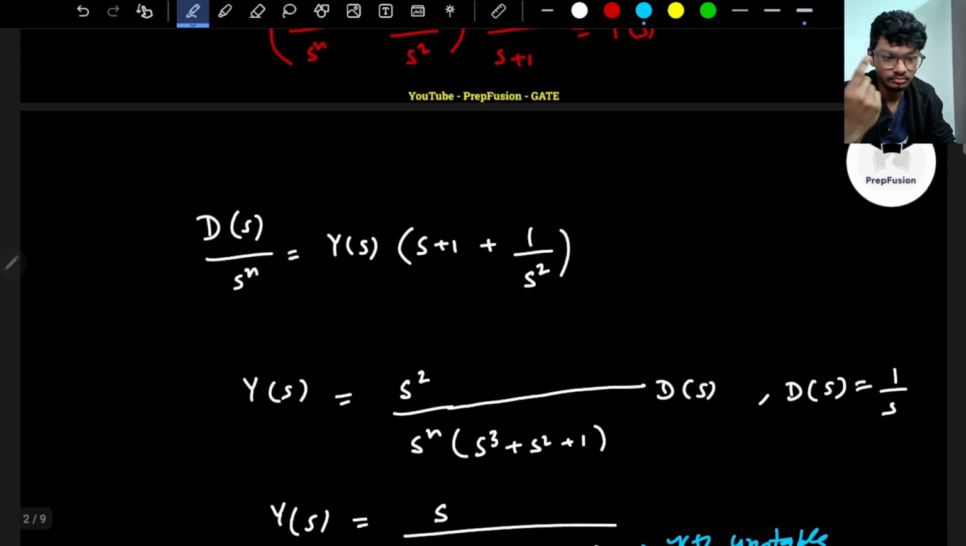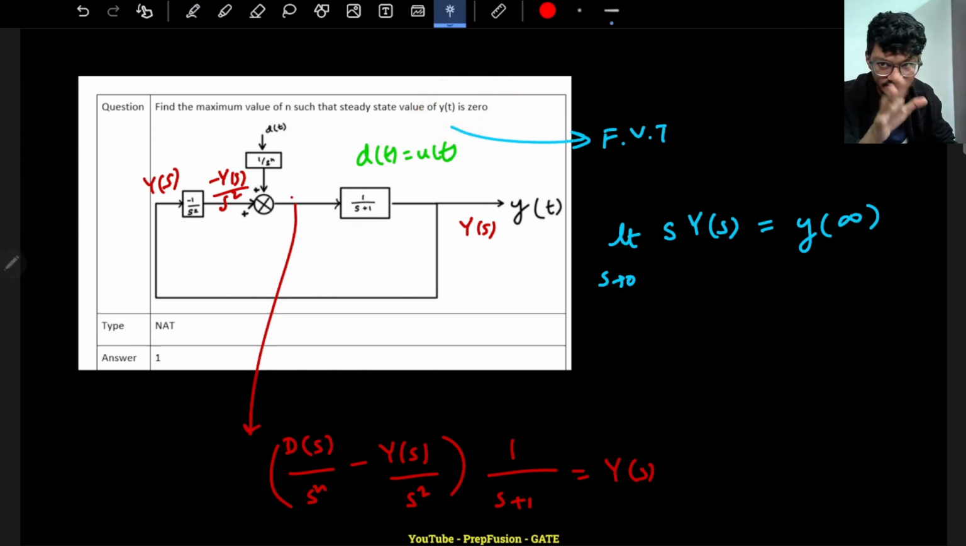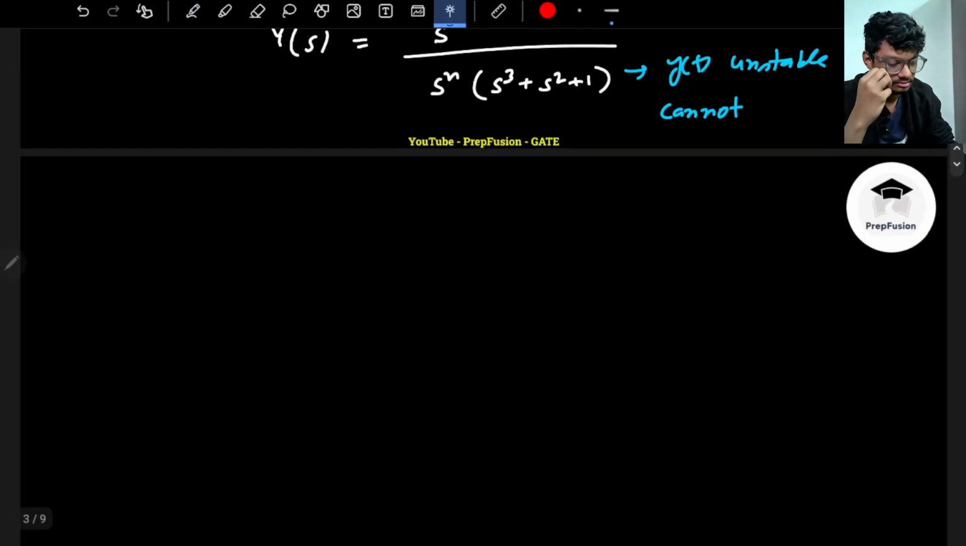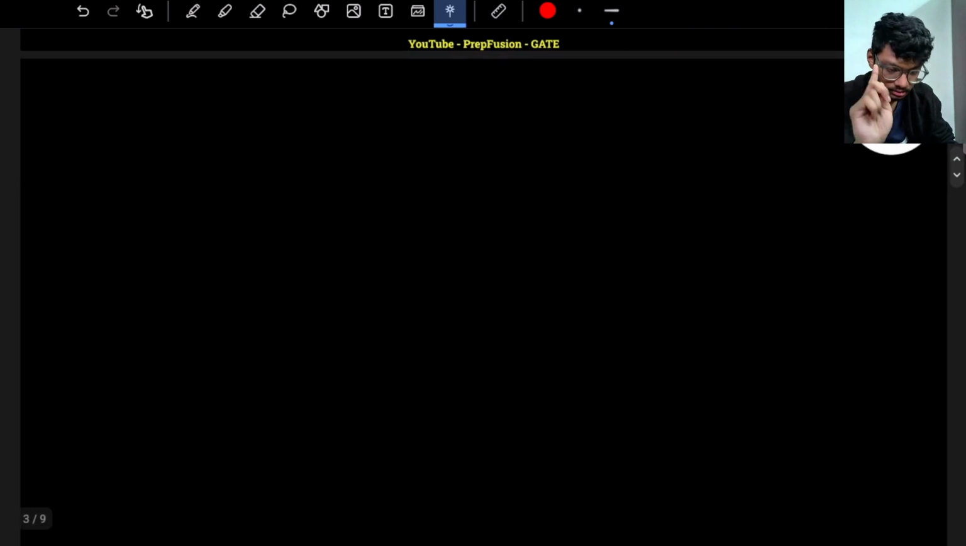But according to what I have seen, they have given NAT. If they have given otherwise, if options are given that it is not possible, then that option will be correct. Because your y of t will never be stable, hence it will never go to 0. At steady state, it will never go to 0. So that is from the data what I have got, that is what I think the answer will be. It is unstable. You cannot make y of t equal to 0. No valid values of n will make y of t equal to 0 at steady state. This is the first question.